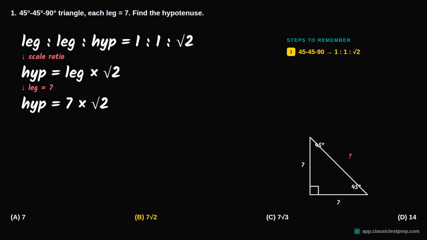And that ratio will transfer to other lengths. So the leg lengths are 7 in this instance, and so the hypotenuse is 7 times the square root of 2, which is answer choice B.